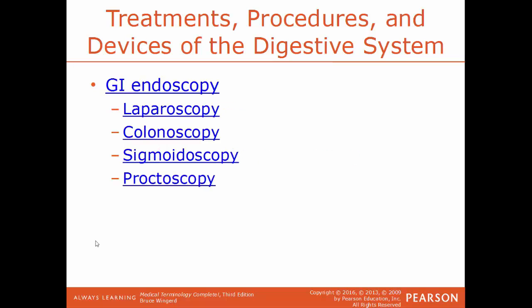Some other examples of GI endoscopy. Laparoscopy will be a visual examination of the abdominal wall. Colonoscopy, visual exam of the colon. Sigmoidoscopy will be a visual exam of just the sigmoid colon. This is that very last section of the colon. Proctoscopy will be a visual exam of the rectum.